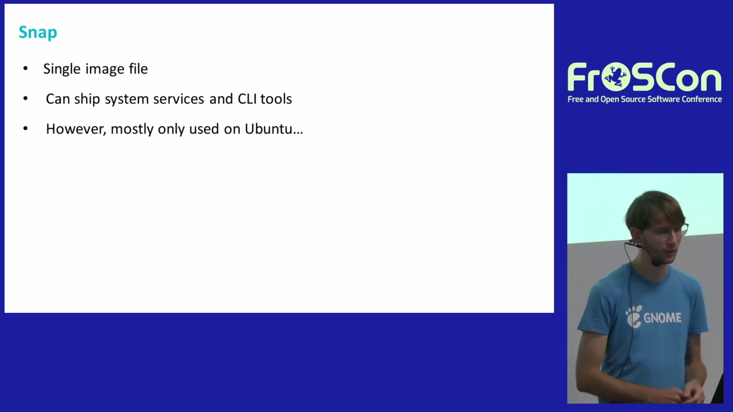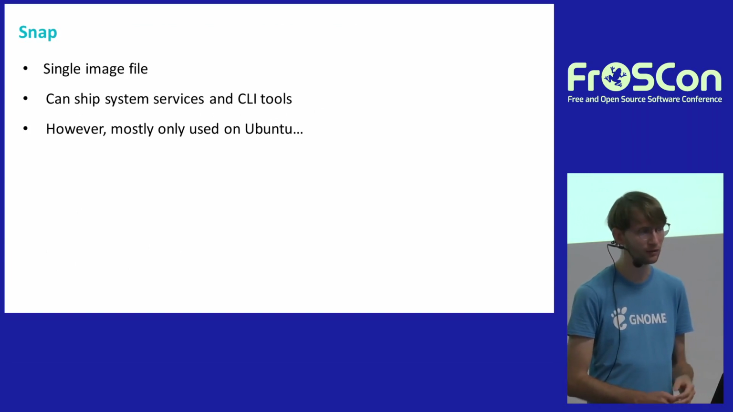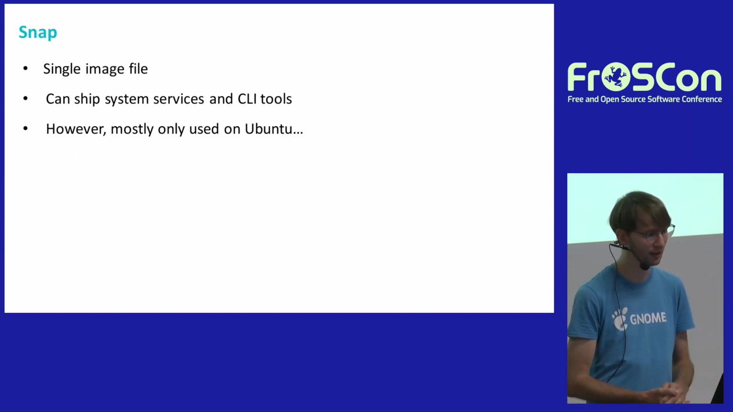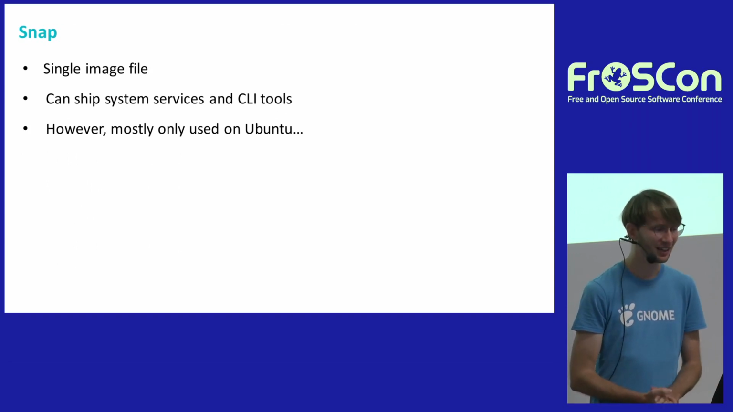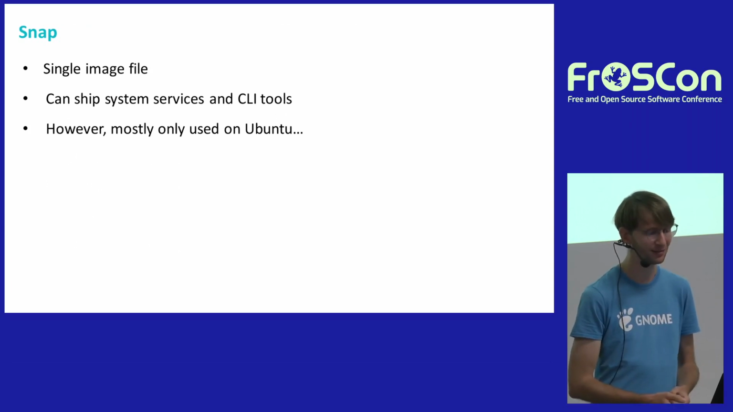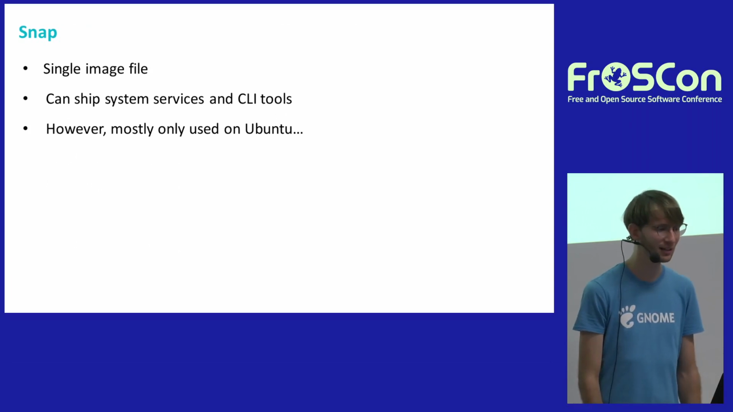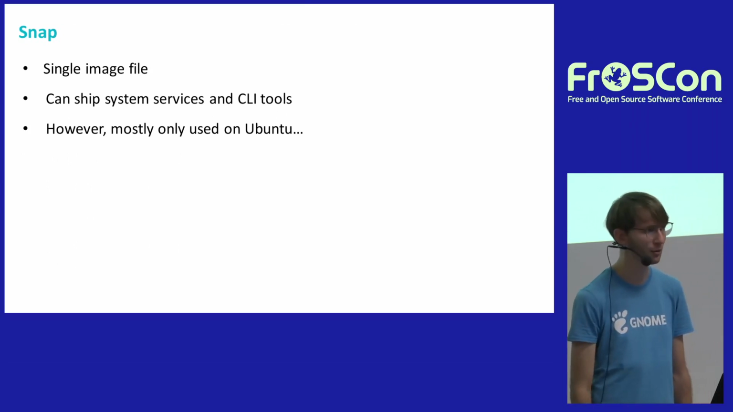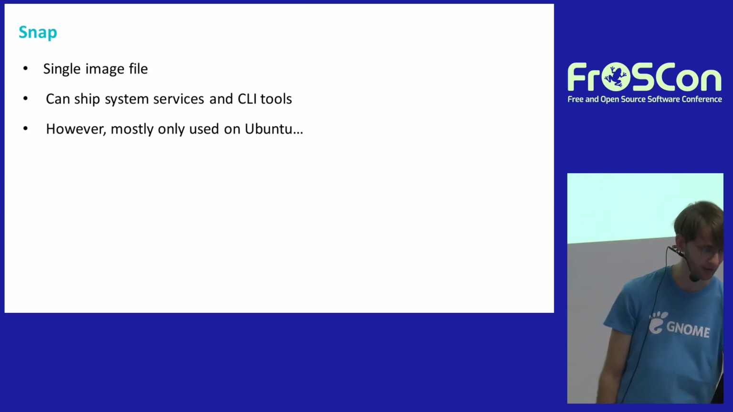In Snap, we have one single file image that can contain not only the system services, but also the CLI tools. So that's kind of handy, I would say. But it's mostly only used on Ubuntu. And while available on Fedora and Debian too, it's competing with Flatpak in some way, and I don't have the highest hope that it would be the go-to in every distro for deploying your services, for example.